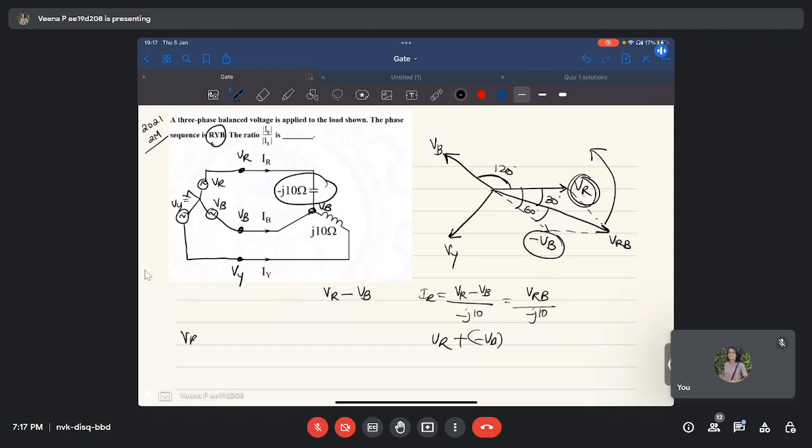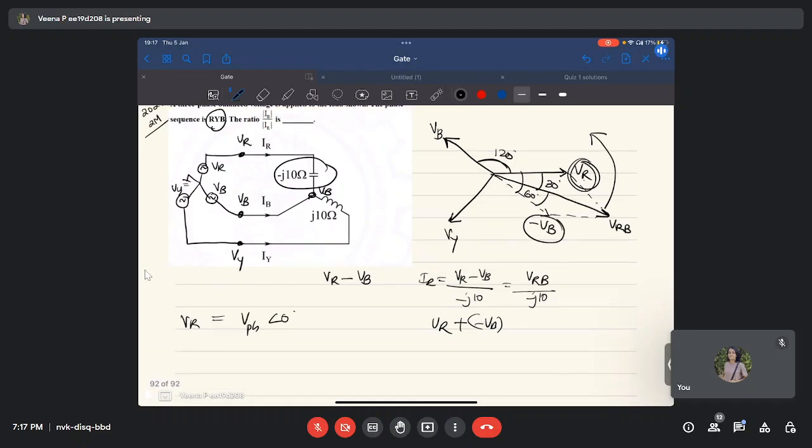So if Vr is V phase, magnitude angle 0, then what is Vrb? It will be root 3 times V phase. The magnitude will be root 3 times V phase. The angle will be minus 30, which you can see from the phasor diagram. Is everyone clear with how we got minus 30?